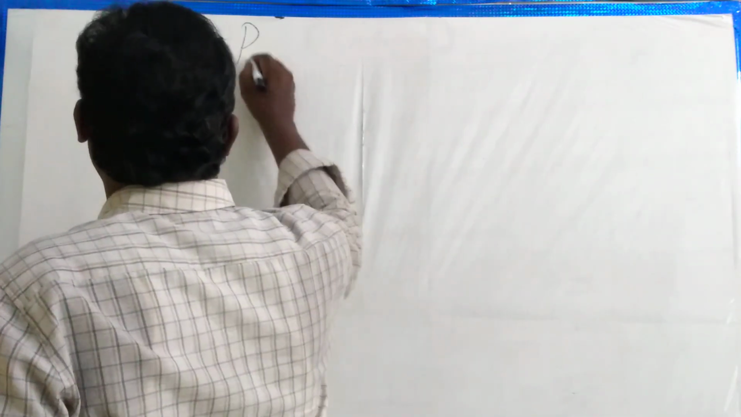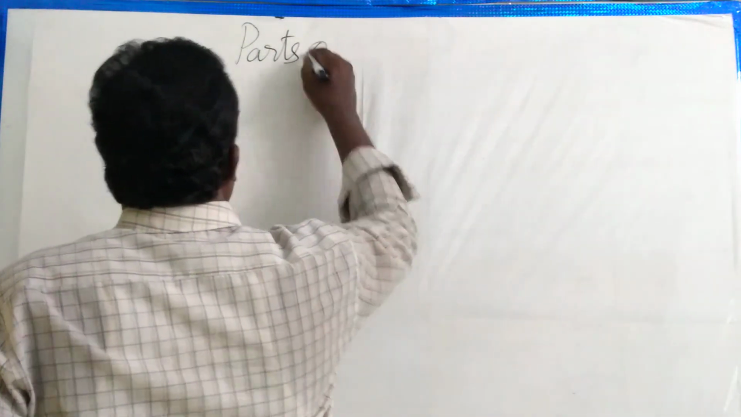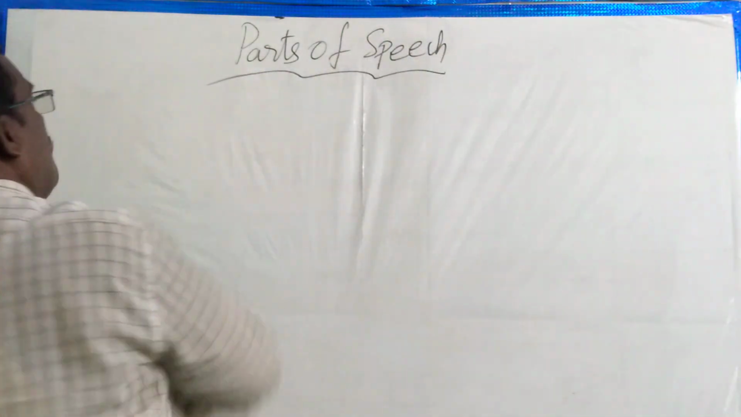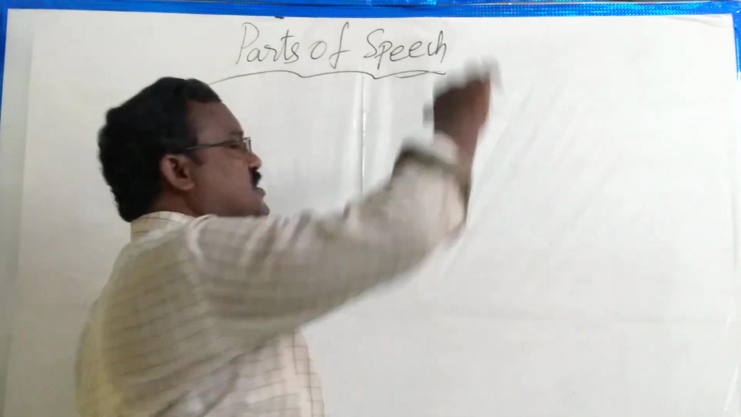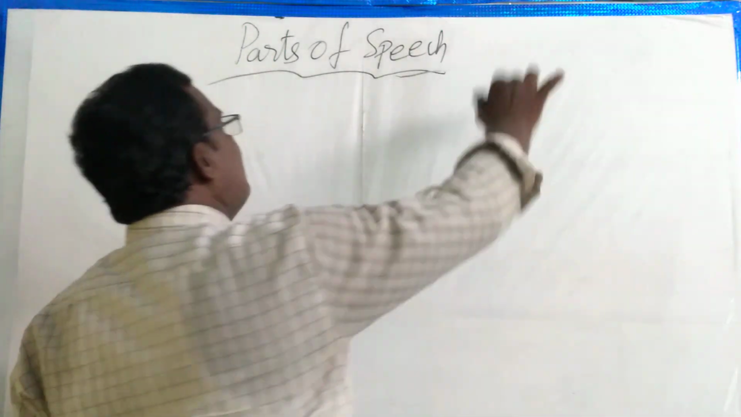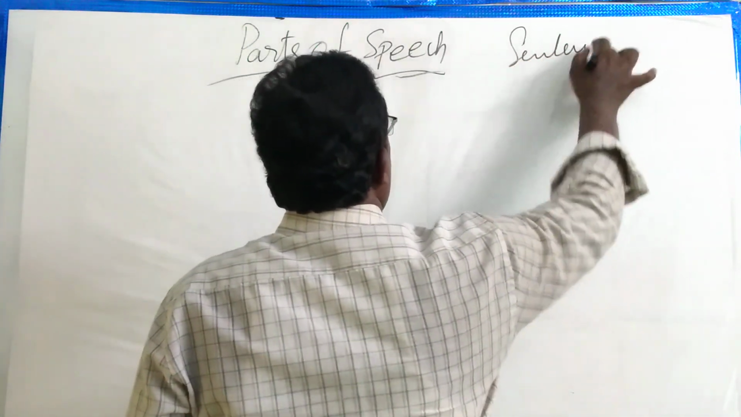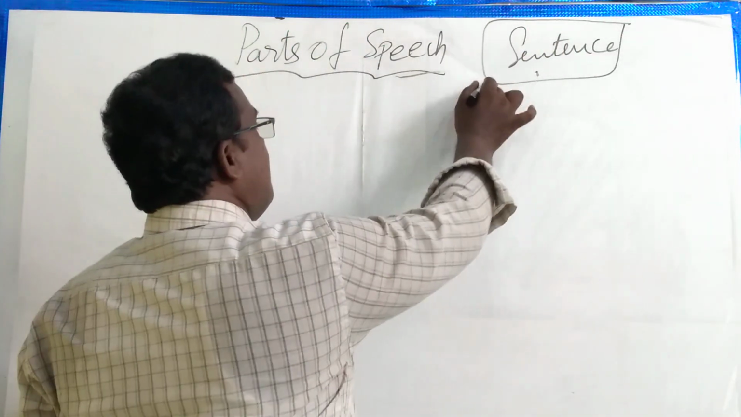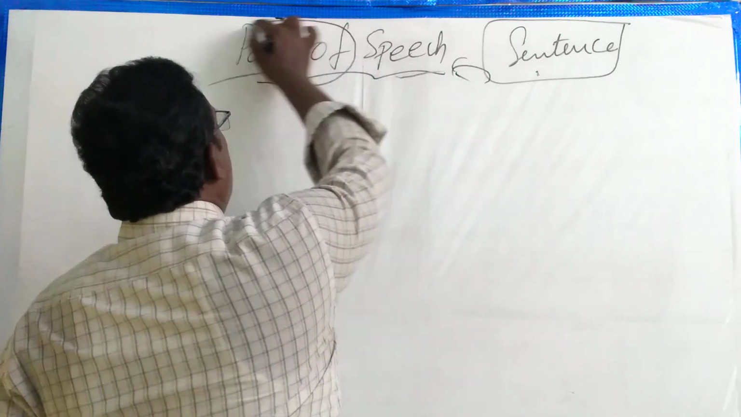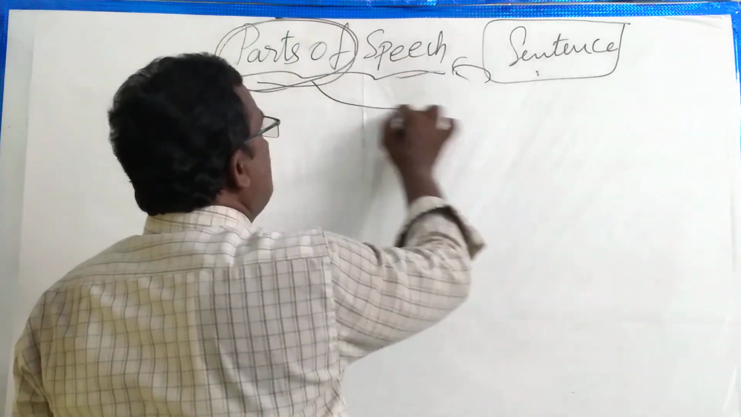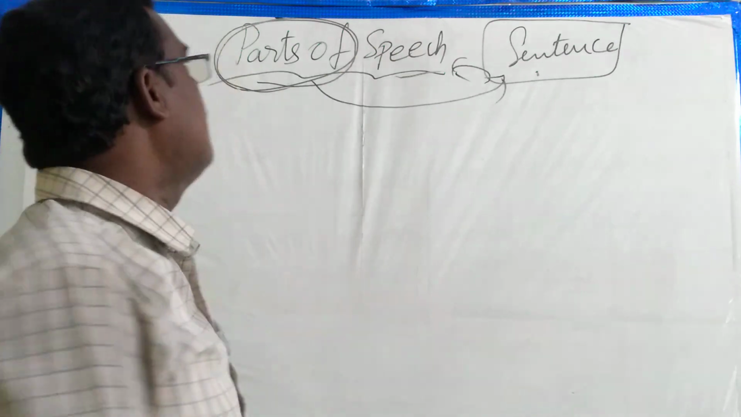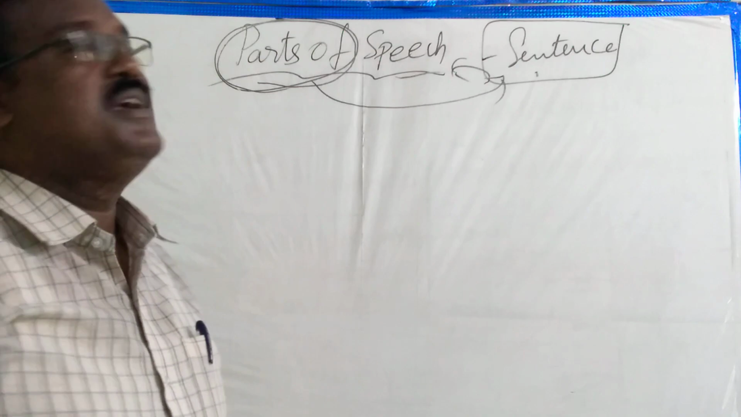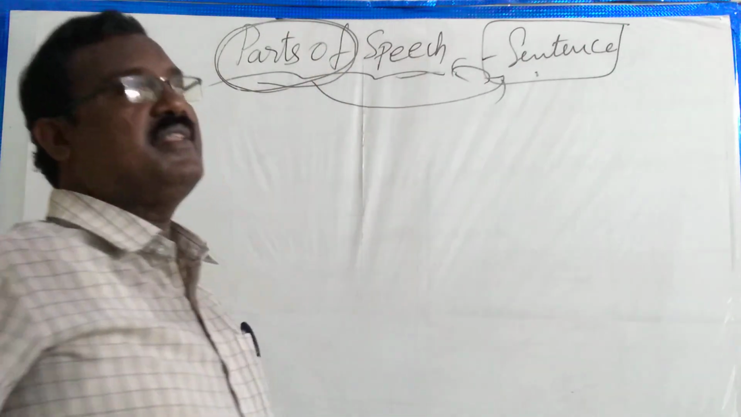Now, parts of speech. Speech, we speak through sentences. In a sentence, different parts are there. Parts of a sentence is nothing but parts of speech. To speak sentences, we use different parts in the sentence.